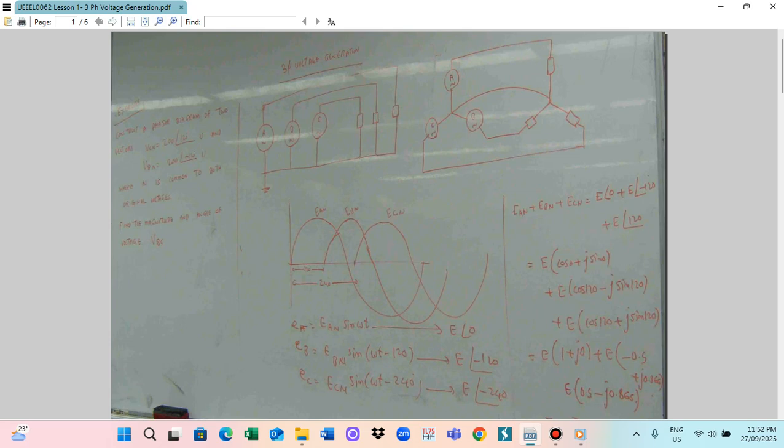For this three-phase voltage generation, you can write the waveform. The waveform means the EAN is this one coming here. So this is EAN, starting at 0 like this. And this is at 120 degrees, so this becomes the EBN wave start. And at 240 degrees, the ECN wave start.